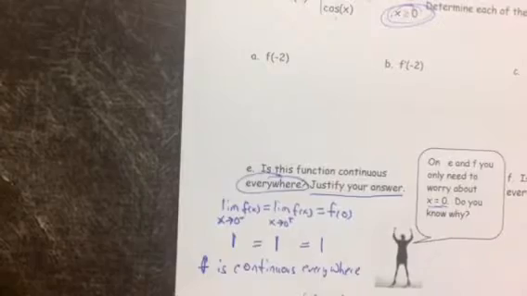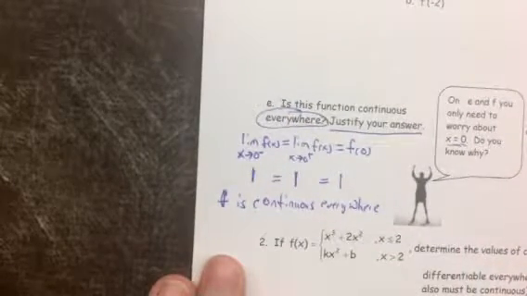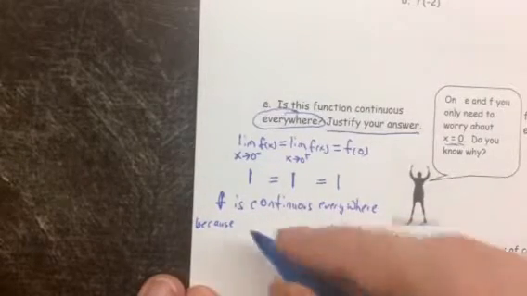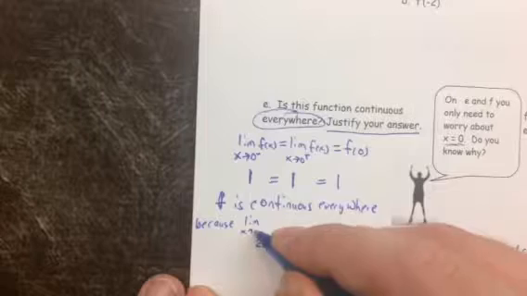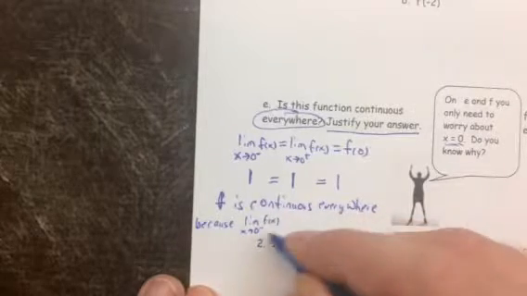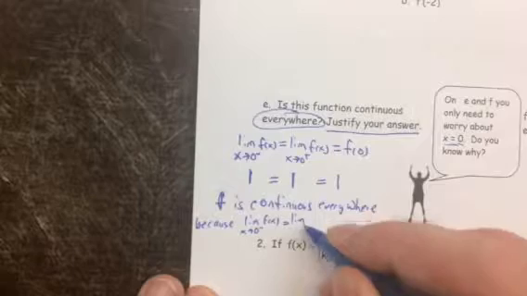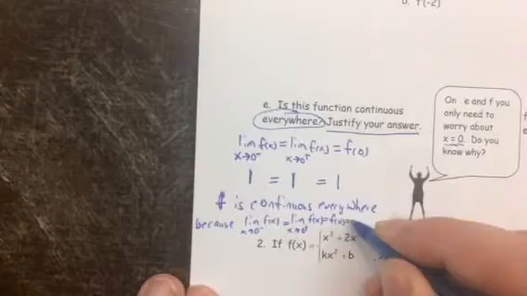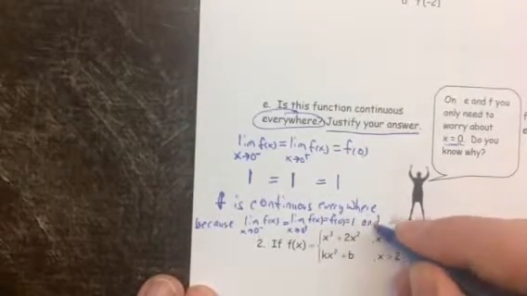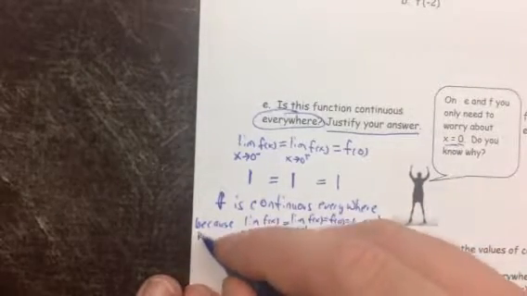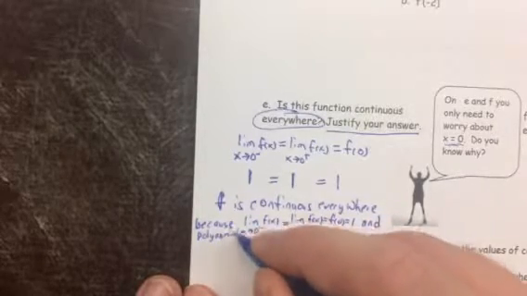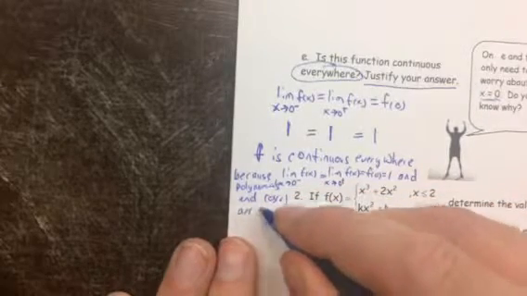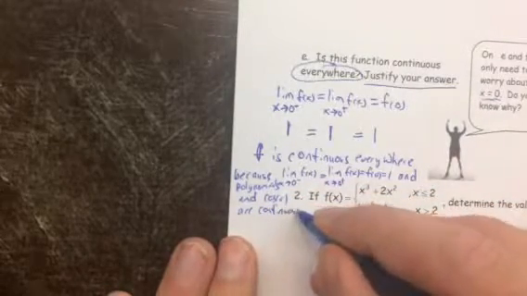This is an important sentence. On the AP exam, this sentence needs to be almost exactly like this. F is continuous everywhere because the limit as x approaches 0 from the left of f of x, you need to write it exactly like this, equals the limit as x approaches 0 from the right of f of x equals f of 0. And those are all equal to 1. And polynomials and cosine are continuous everywhere.